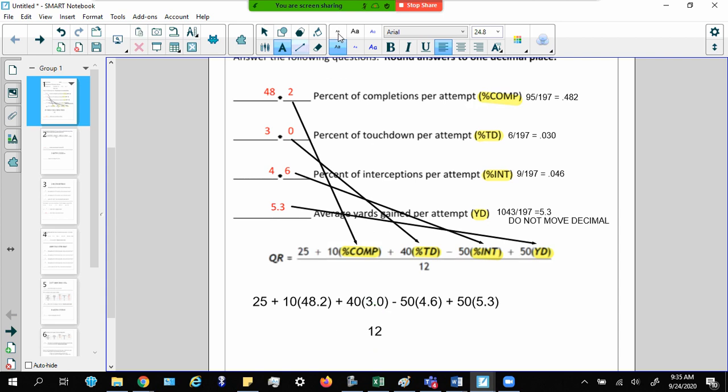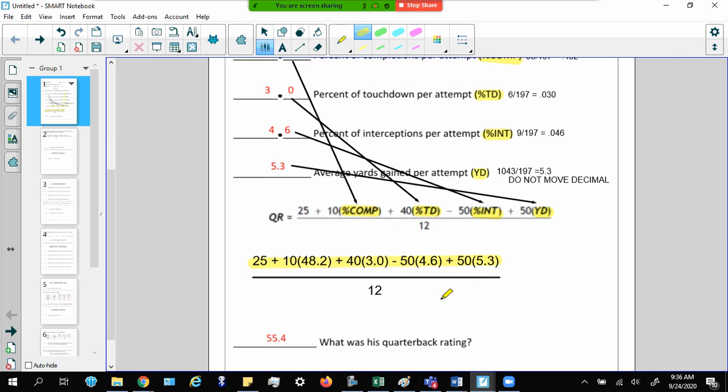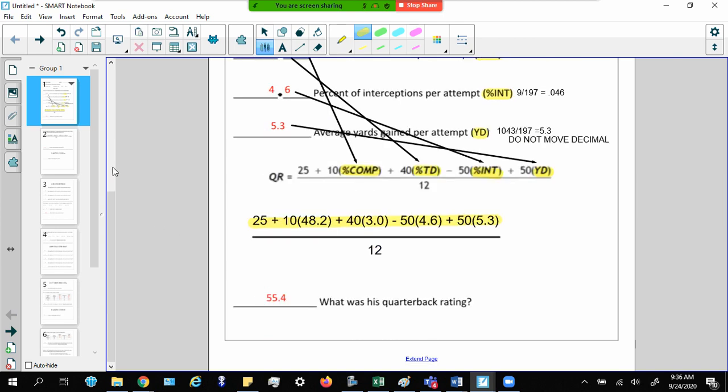When you are doing this problem, remember not to put the whole thing in the calculator at once. Go ahead and do the numerator first. So do everything on the top as it is written first, get a number, then divide by 12. Put everything in the top, press enter, then divide by 12, and your answer ends up being 55.4.